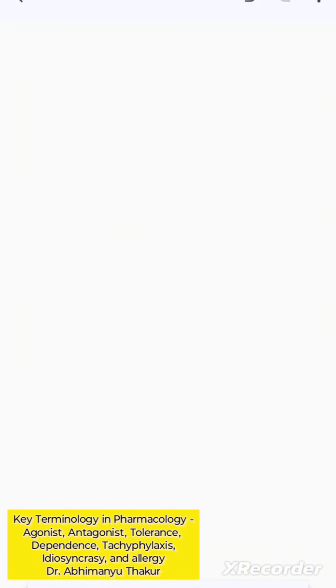Now we will discuss various terminologies used in pharmacology. There is a very important terminology which is often used in pharmacology, called agonist. So what are these agonists? They activate the receptor to produce a response. For example, morphine.